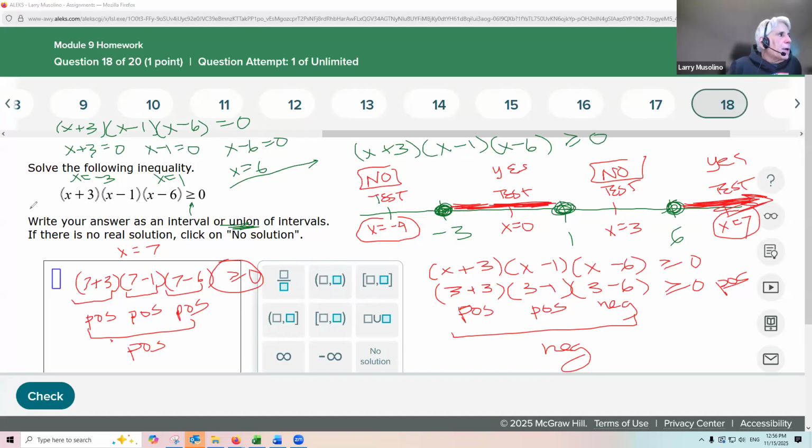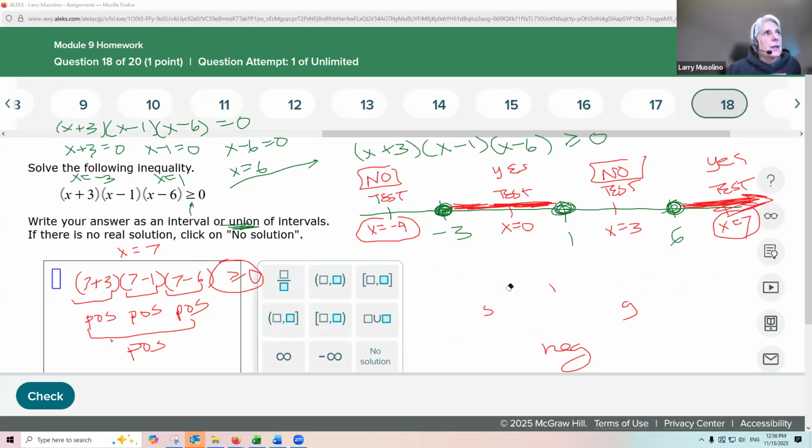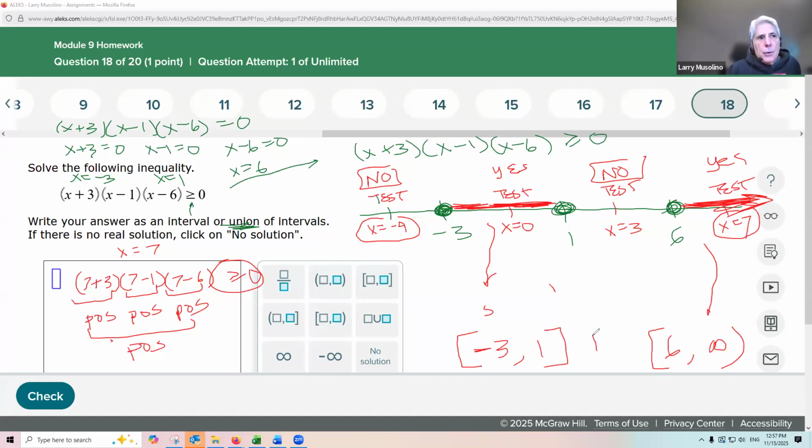So I'm ready to write my final answer now, because remember, they want this answer in interval notation. This interval is [-3, 1]. Oh, by the way, I've got to use square brackets here because the endpoints are filled in circles. This interval is [6, infinity). And put a union symbol in between. Remember, anytime you write infinity, you always have to put a parenthesis with that. So this should be my final answer to this problem.